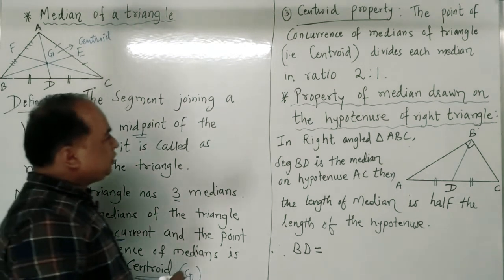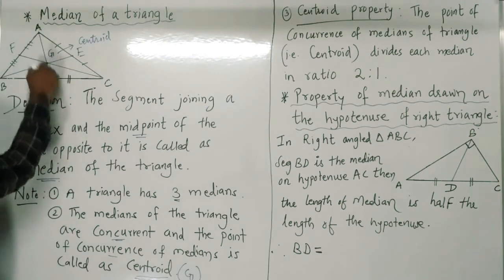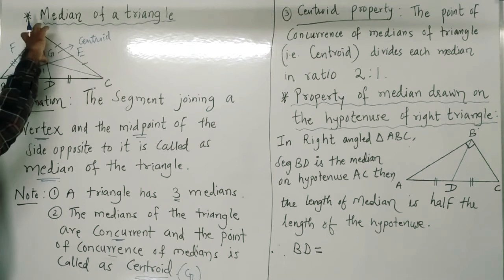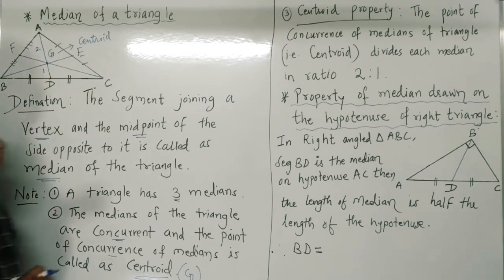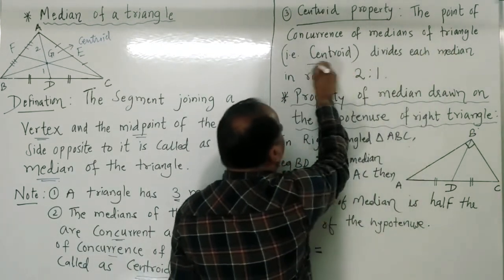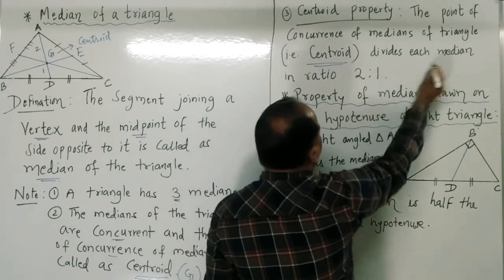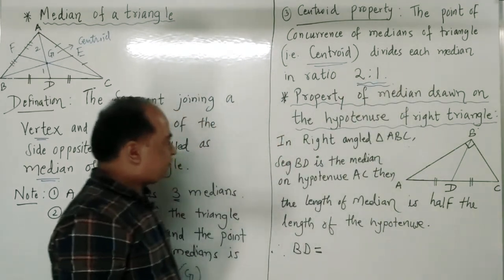Now what is the property of the centroid? The centroid divides the median in the ratio 2:1. Here AG has two parts and this is one part. So the point of concurrence of the medians of a triangle, that is the centroid, divides each median in the ratio 2:1.